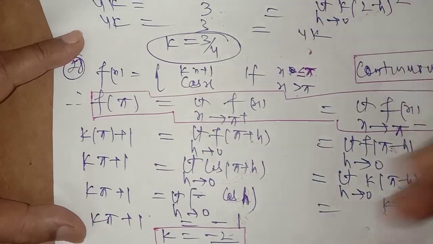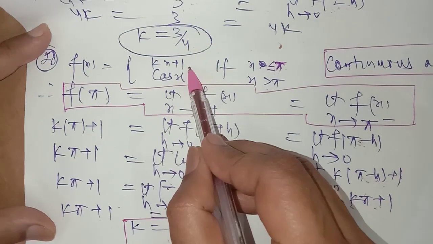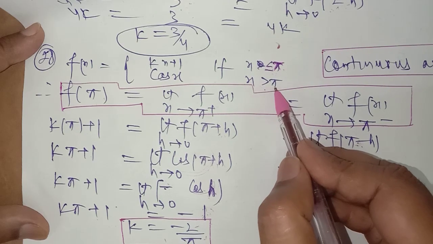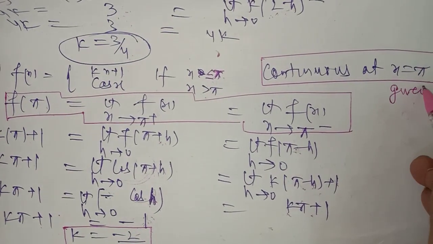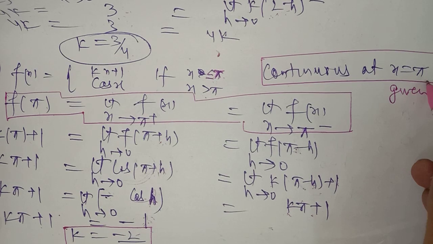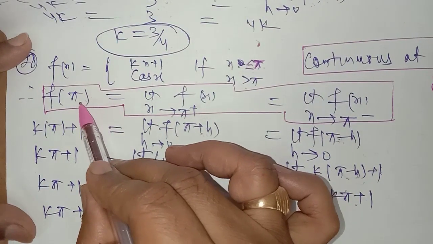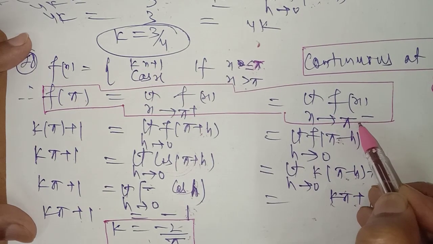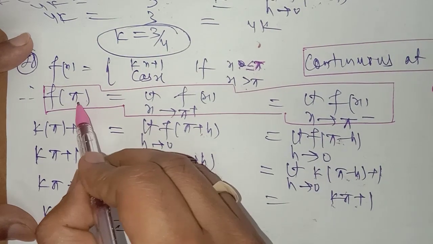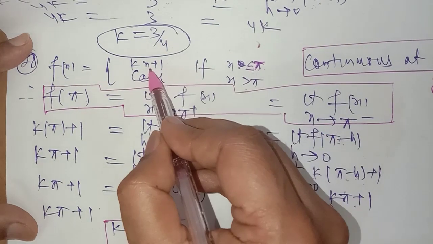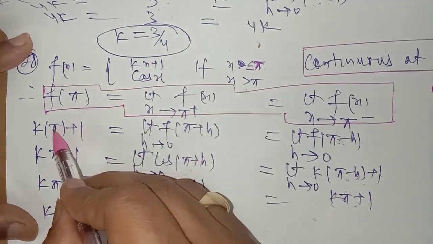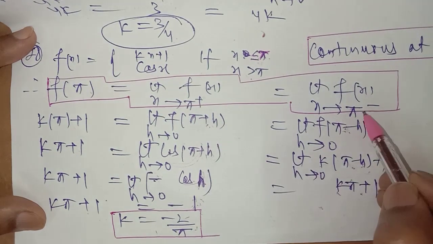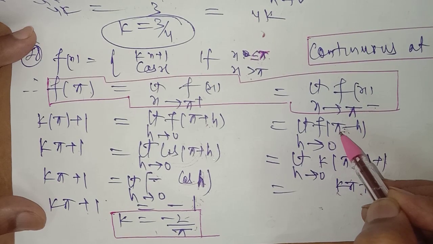Similarly, question number 28, again it is given that this function is equal to kx plus 1 if x is less than or equal to pi, and equal to cos x when x is greater than pi, and it is given that this function is continuous at x is equal to pi. So as usual we write the value of the function at pi, the right hand limit at pi, and the left hand limit at pi, and they will be equal to each other. f(pi) we'll find using this function, so in place of x here, replace pi. Now the right hand limit at pi will be pi plus h, and for the left hand limit at pi let x equal pi minus h.